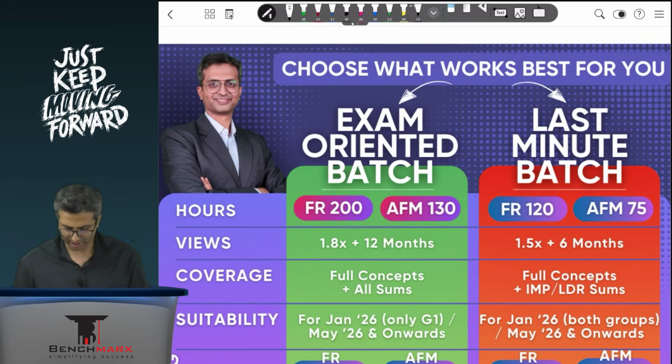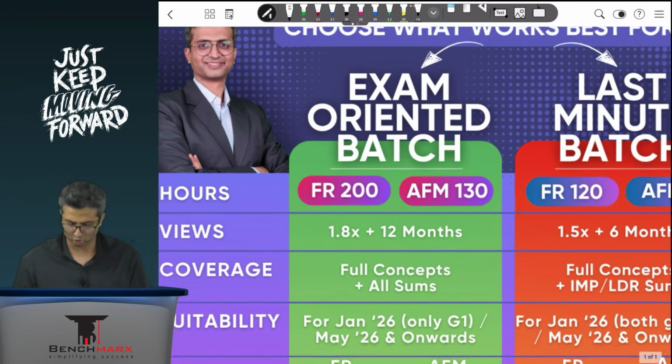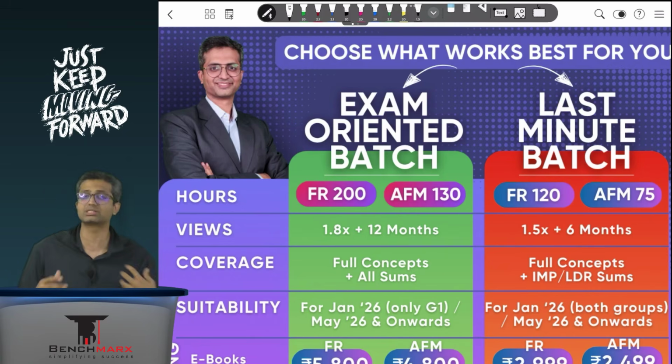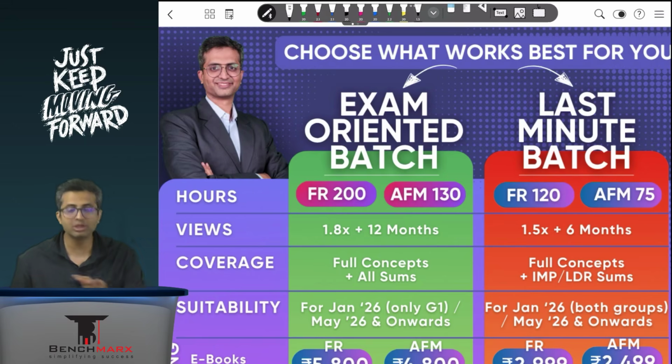Okay, so over here when we look at the exam oriented batch, this is a batch where for FR you have around 200 hours and for AFM around 130 hours, and this will have the entire coverage. The books are the same as that of regular. All the sums which are there are fully solved over here, but they are done in a very exam oriented, crisp manner. However, even if you are a first time viewer, or if you have done it earlier but you believe that you want full coverage again, then the exam oriented batch is for you.